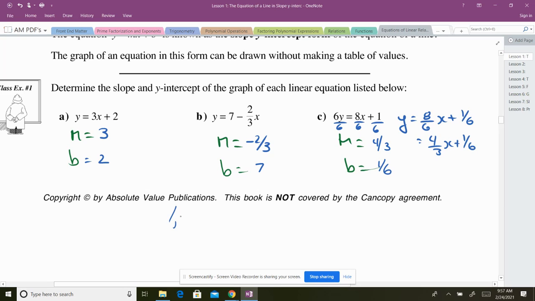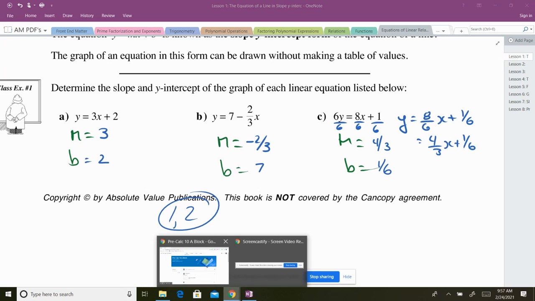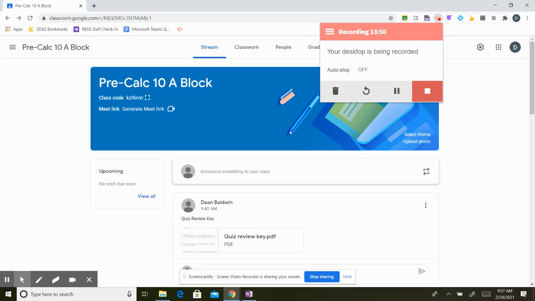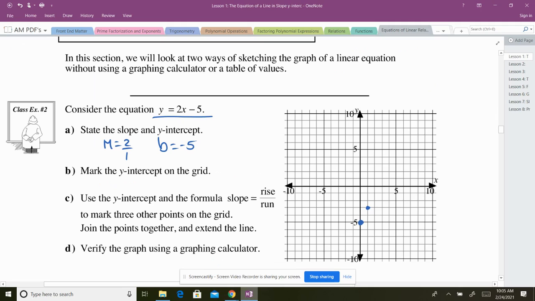If you are done, please do 1 and 2. You don't have to plot more than 2 points because it's not going to deviate, right? So you could just draw the line. It's going to be a bad line.